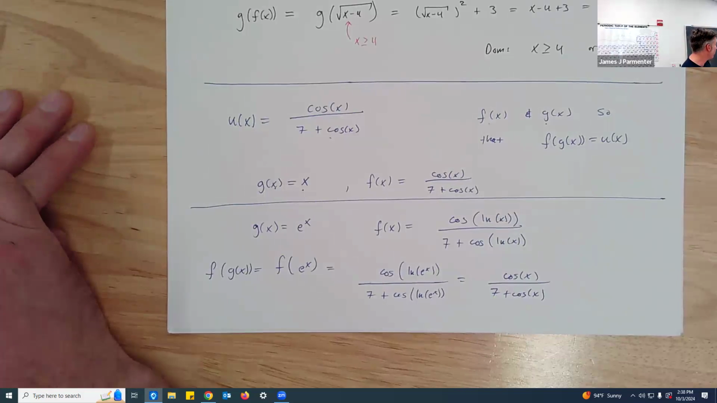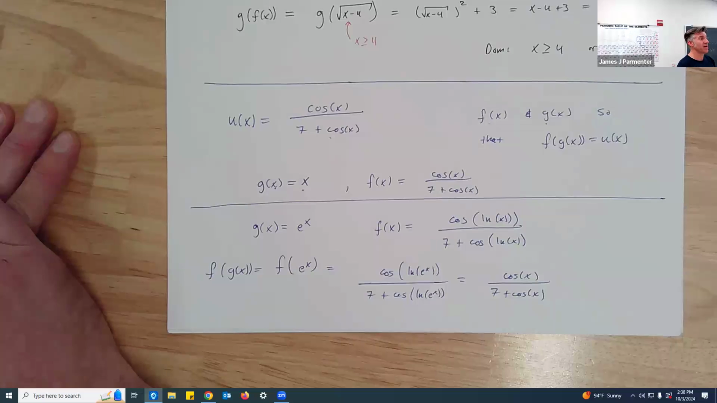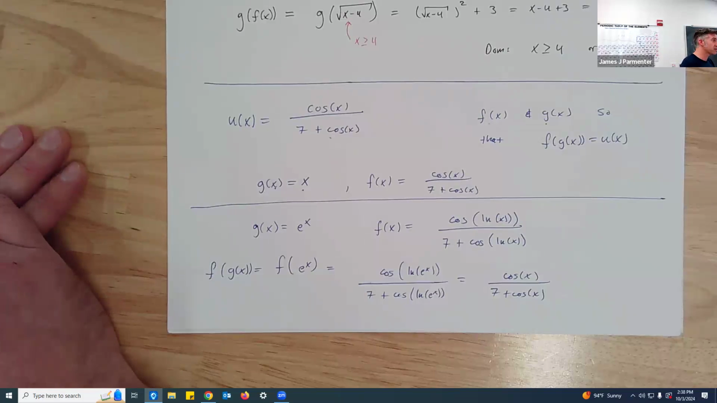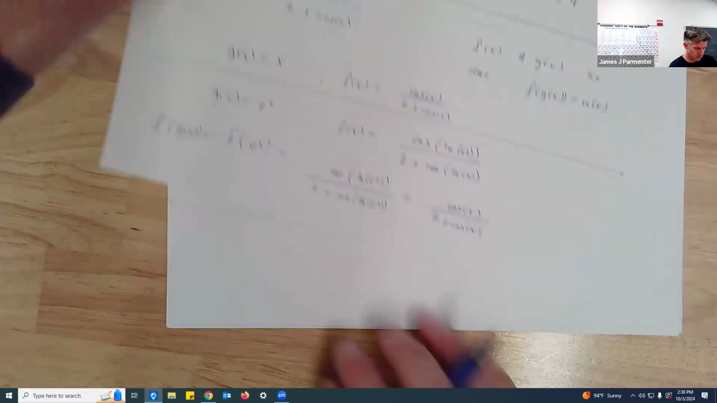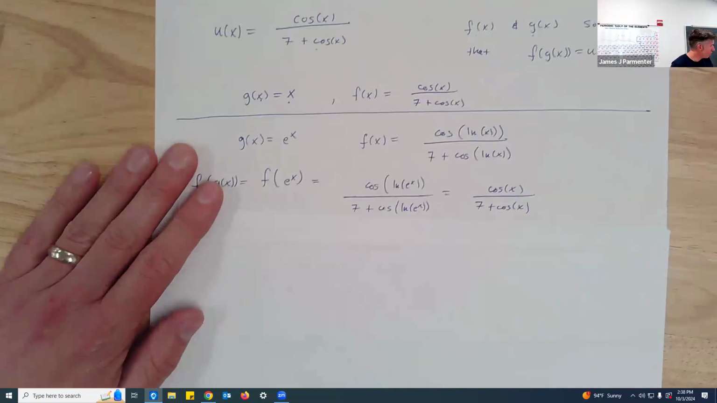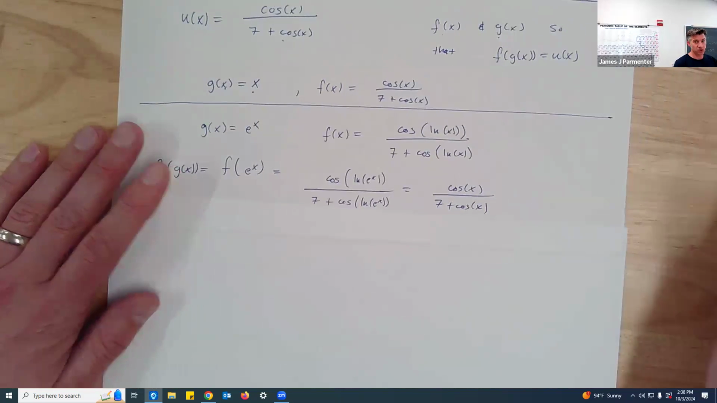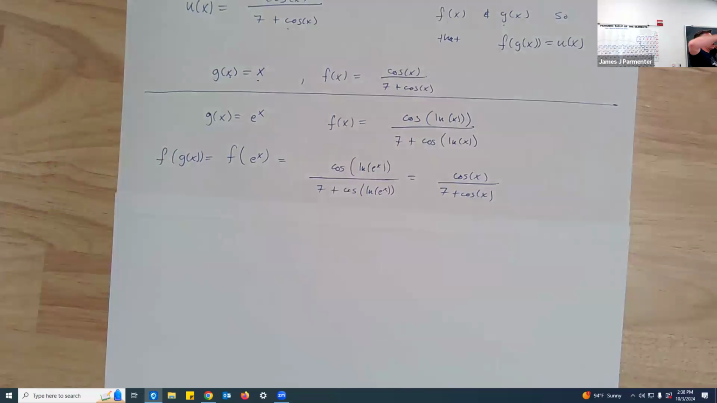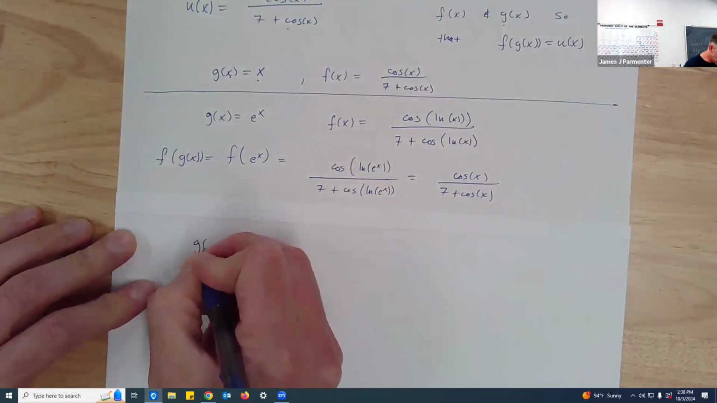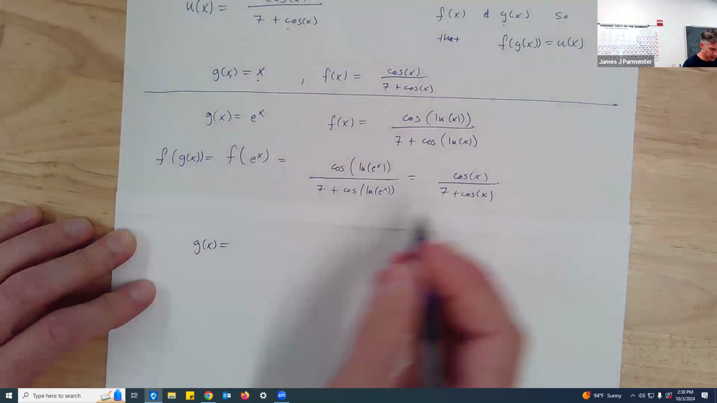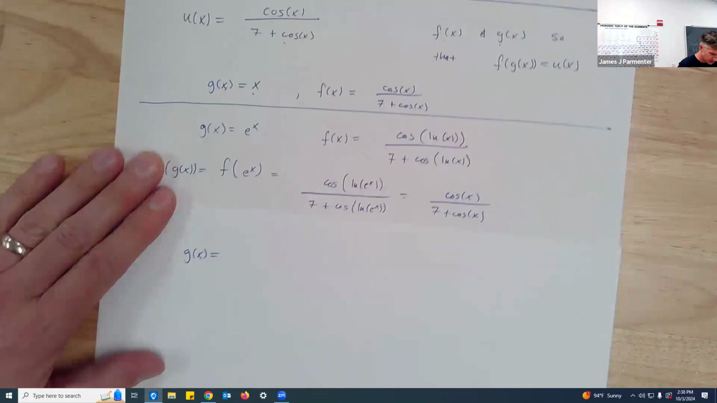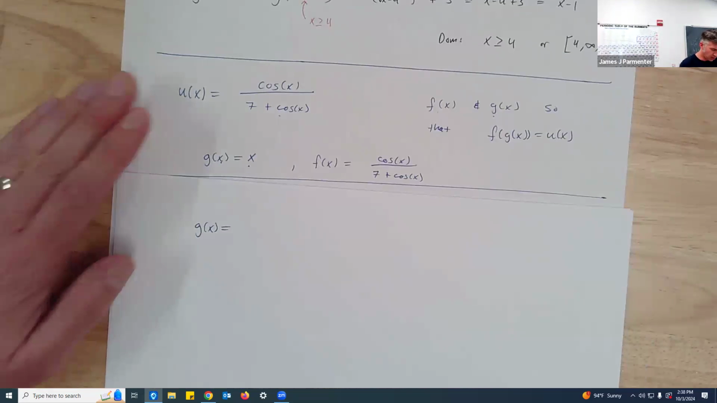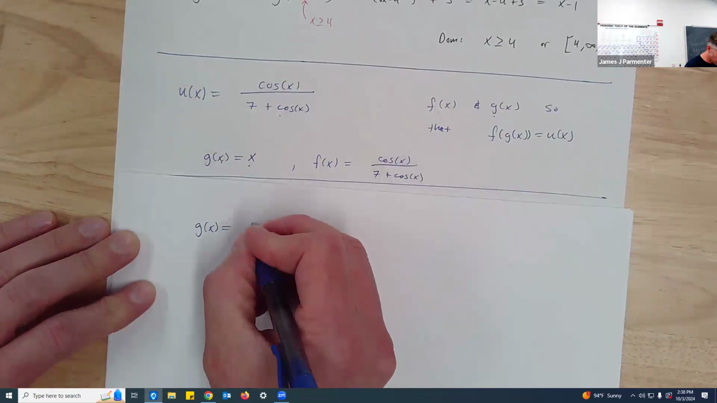The intention of the problem, in my opinion, was probably to let your inside function be cosine of x. So when you're trying to determine what two functions should make up the composition, you're usually trying to identify what the inner function is first. So I'm thinking, okay, my inner function is most likely something that's showing up maybe once or twice, is easily identifiable. So I would guess that g of x was cosine of x.